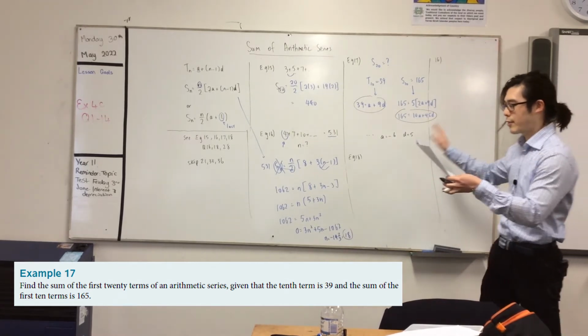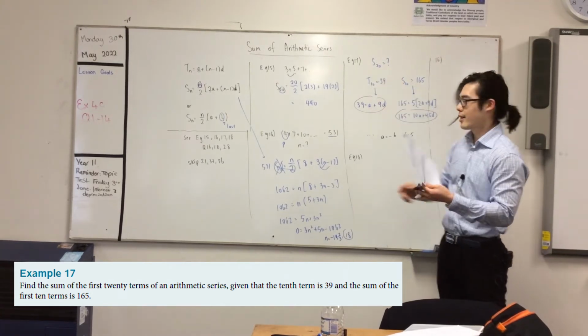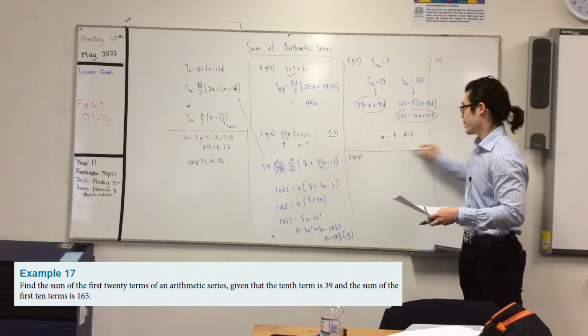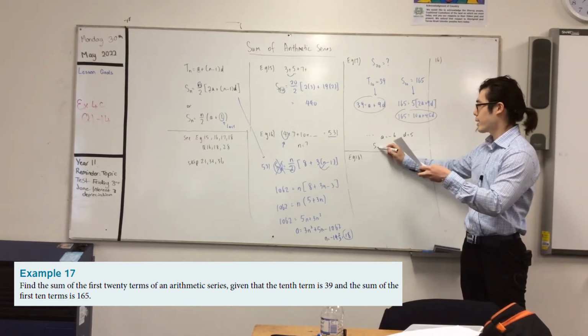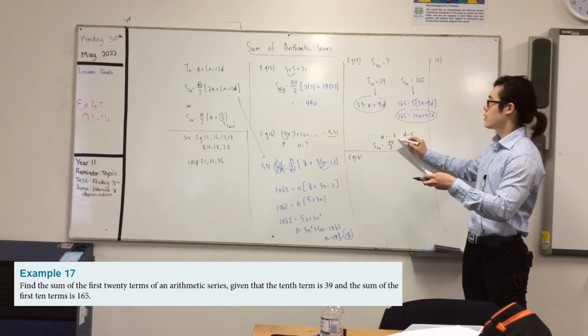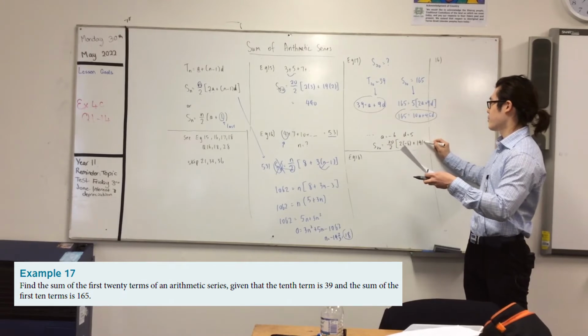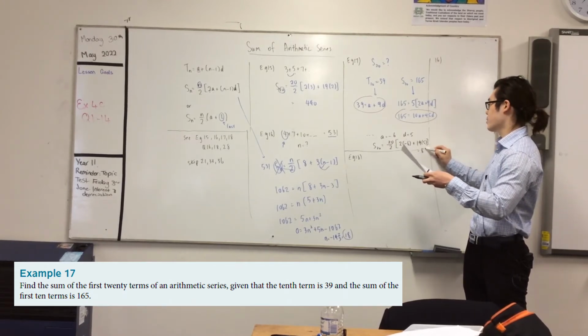Oh, wait, sorry. I forgot to do the question. And then just sub it back in here. Yeah, so look, just see the working out. If you plug it in, I'll just write down the working out, all right? 20 over 2, 2 times minus 6, plus 19 times 5. If you do this, you'll get 830.